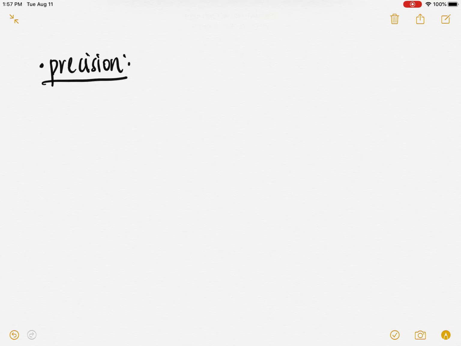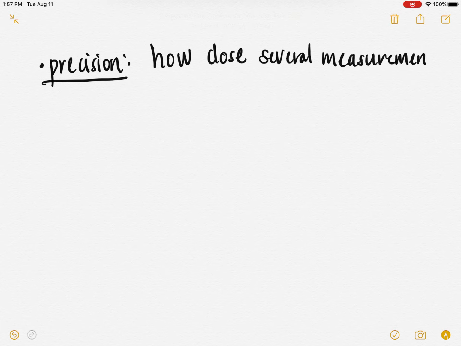So what does the word precision mean, or precise? Okay, if you're accurate, it means you're close to the real value. Well, then what does precision or precise mean? This is one that often throws students for a bit of a loop until the definition is given to you. The definition of precision is how close several measurements are to each other. Notice there's no mention of an actual value, okay?